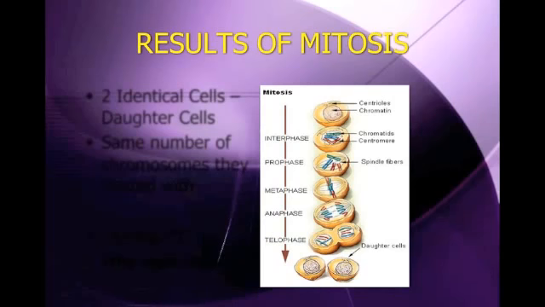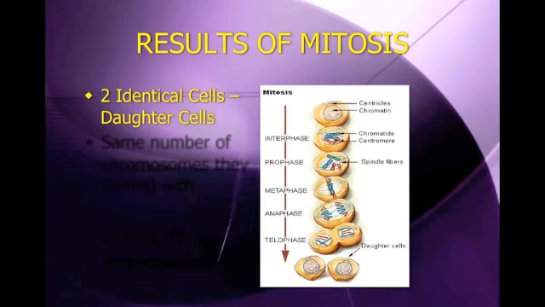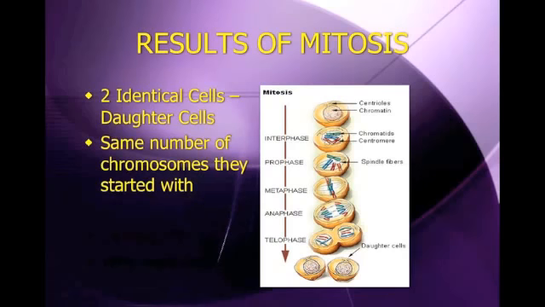So the results of mitosis, if you follow that all the way through, and you've made it through the life of a cell that has divided, you end up with 2 identical cells, void of any problems that occurred, which are known as daughter cells, and they have the same number of chromosomes as they started with. So this is similar to cloning. Actually, this is cloning. You're cloning your cells.